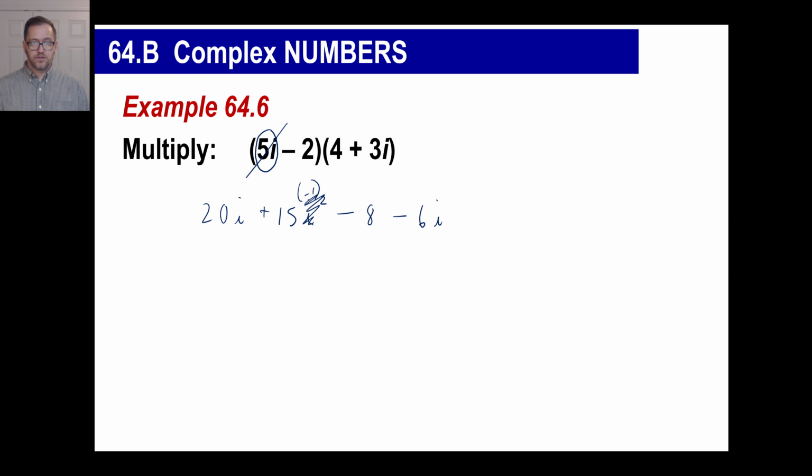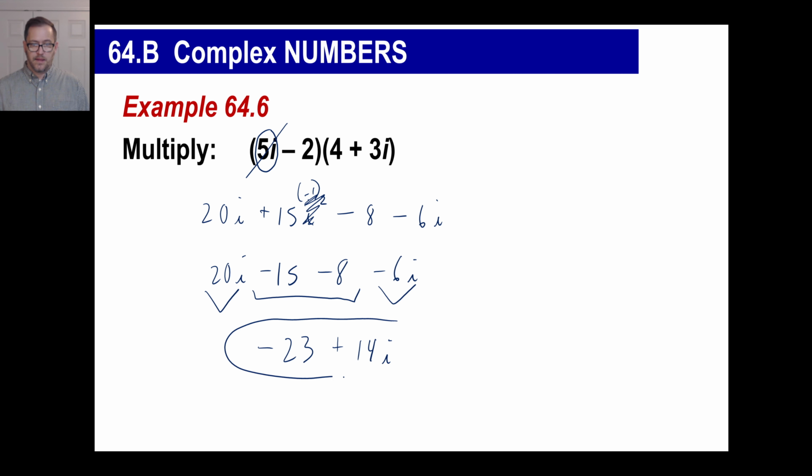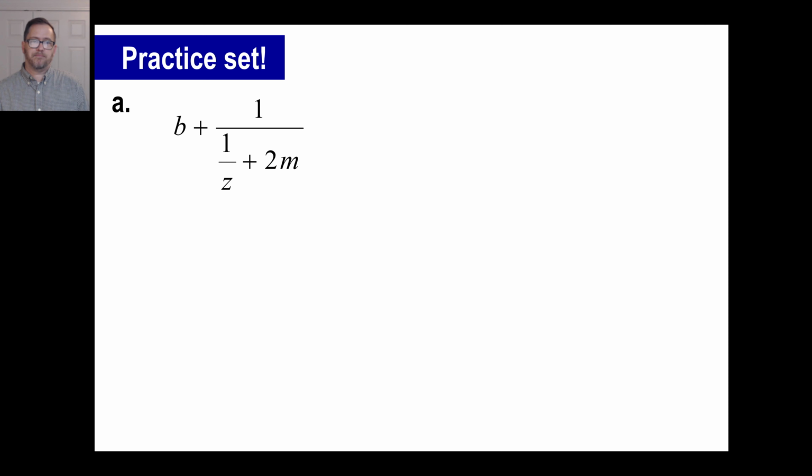All right? So this is going to be 15 times negative 1, or negative 15. I'll just go ahead and copy down the 20i. Minus 8 minus 6i. Okay, and this is a pretty simple part here. This is a pair of real numbers, and that adds up to negative 23. 20i minus 6i, 14i, and there you go. And that's dealing with that kind of complex number problem. Okay. All right, give the practice set a whirl. Go ahead and do A and pause it, and we'll come back together in just a minute.